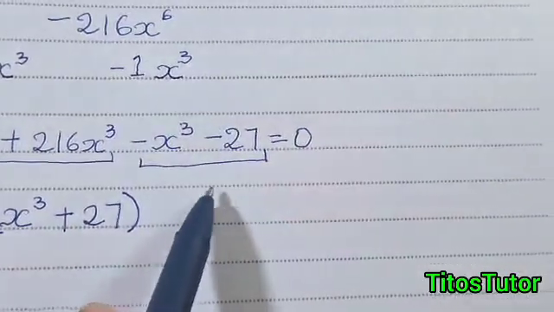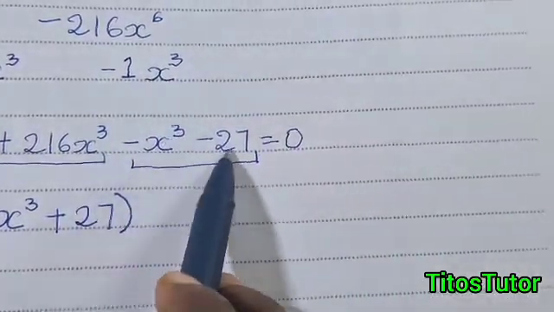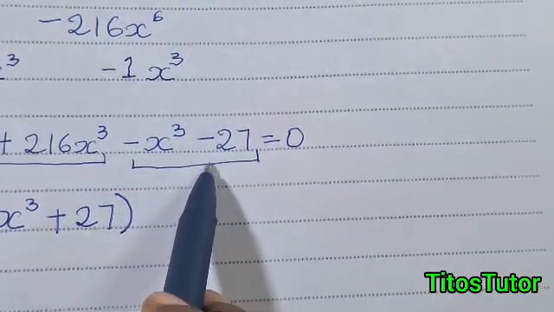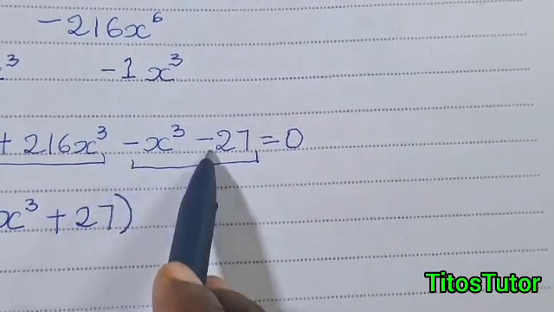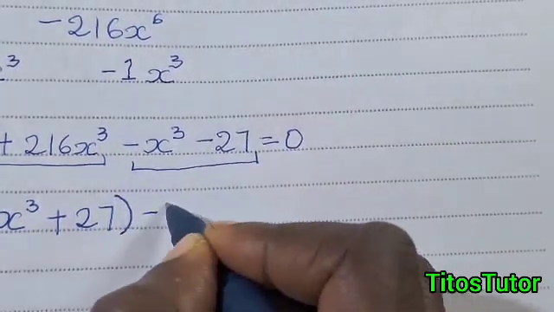Let me go to the next two. x cubed and 27, nothing is common. But remember that 1 is a factor of all numbers. Negative, negative. So I'm going to factorize negative 1 out.